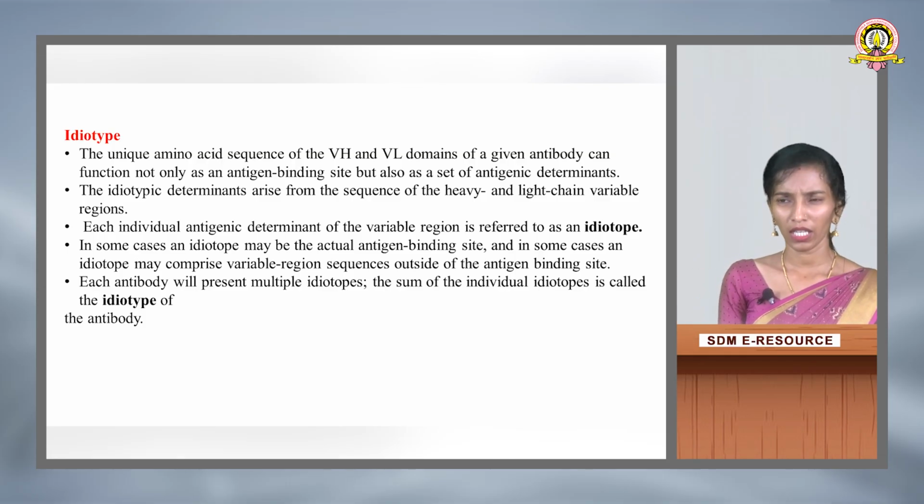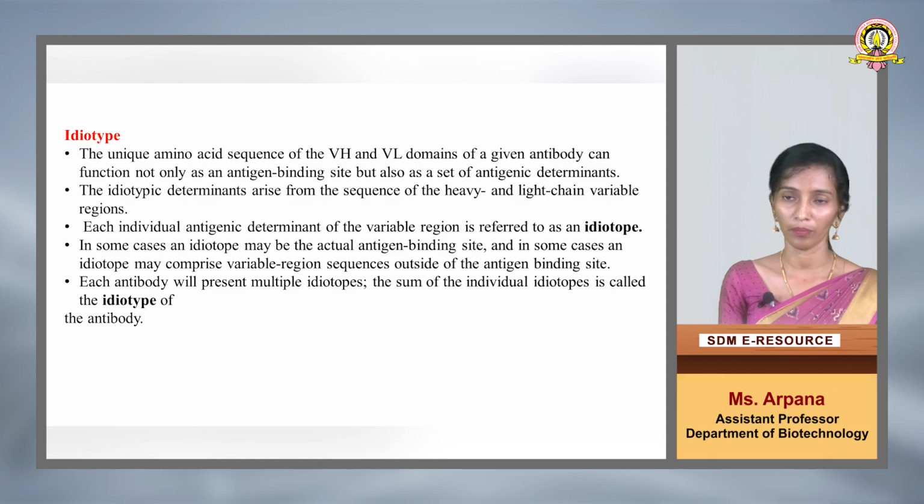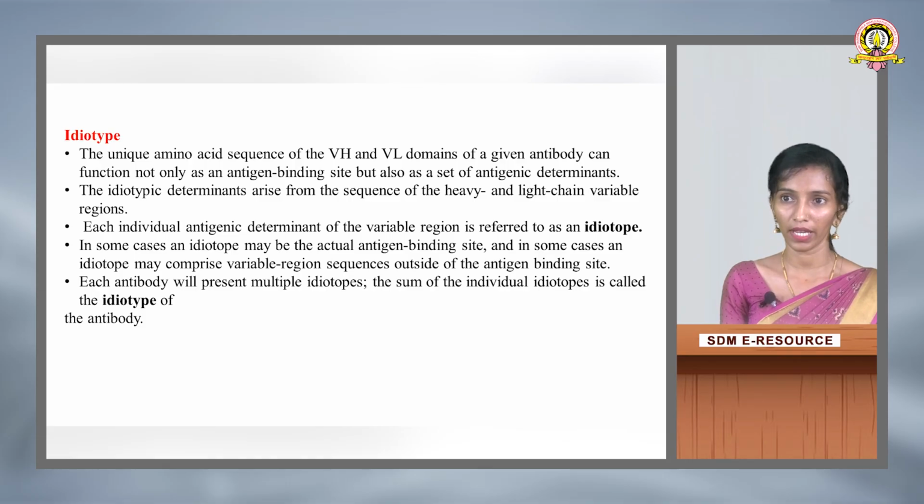The unique amino acid sequence of the variable region of the heavy chain and the variable region of the light chain domain of a given antibody can function not only as an antigen binding site but also as a set of antigenic determinants. The idiotypic determinants arise from the sequence of the heavy and light chain variable regions. Each individual antigenic determinant of a variable region is referred to as an idiotope. In some cases, an idiotope may be the actual antigen binding site. In some cases, an idiotope may comprise variable region sequences outside the antigen binding site. Each antibody will present multiple idiotopes. The sum of individual idiotopes is called the idiotype of that particular antibody. Thank you.